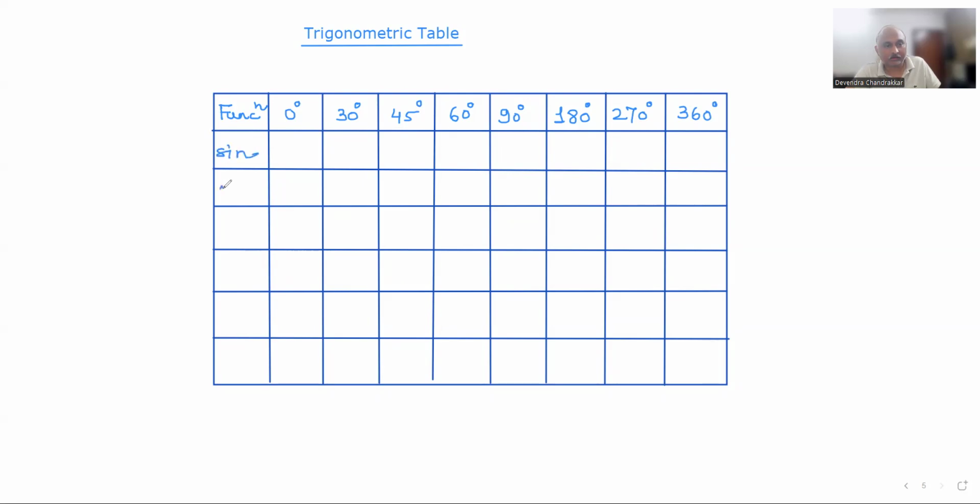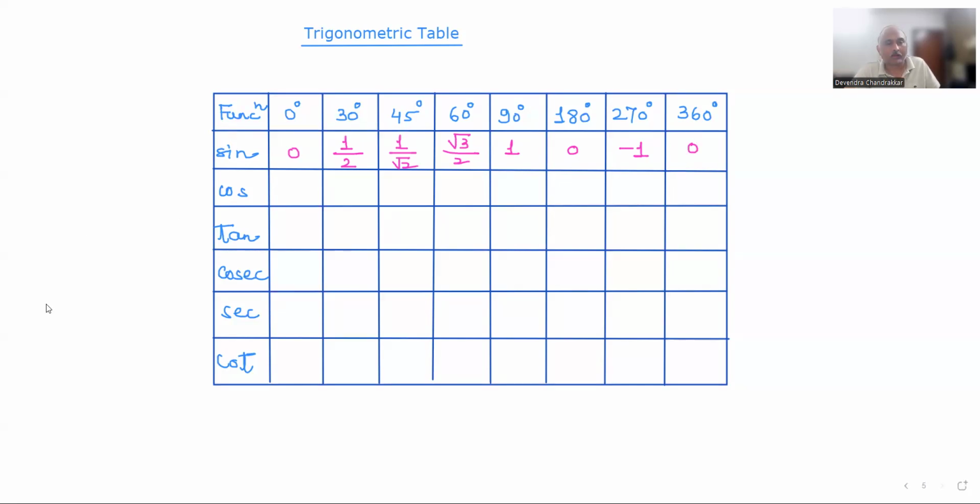Now this is sine, cos. We will write the values here. Sine, cos, tan, cosec, sec, and cot. Please pay attention. Okay. Sine of 0 is 0. I'll tell you how to memorize it. Just write the values as of now. Okay. This is -1. This is 0.